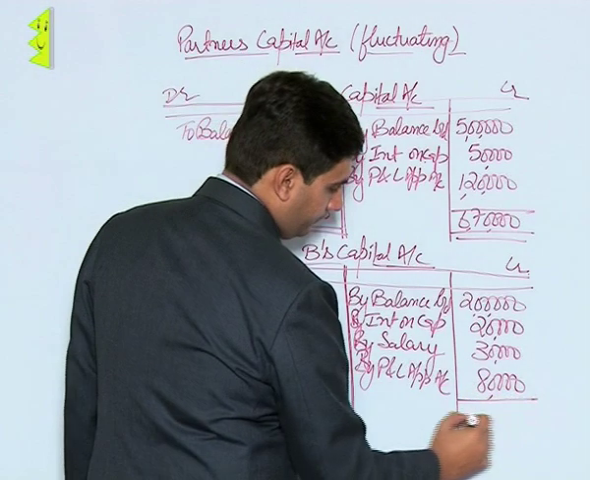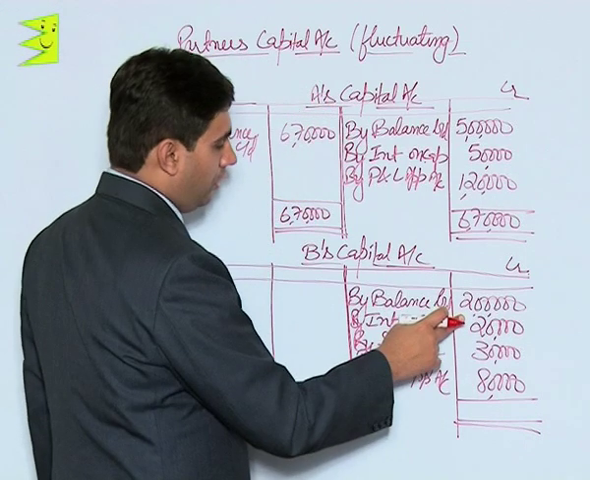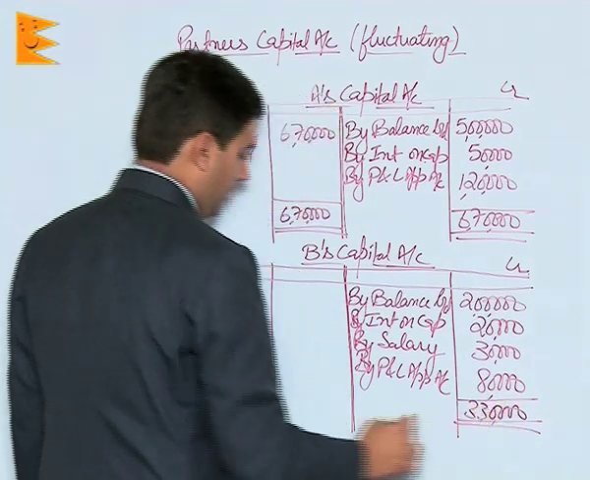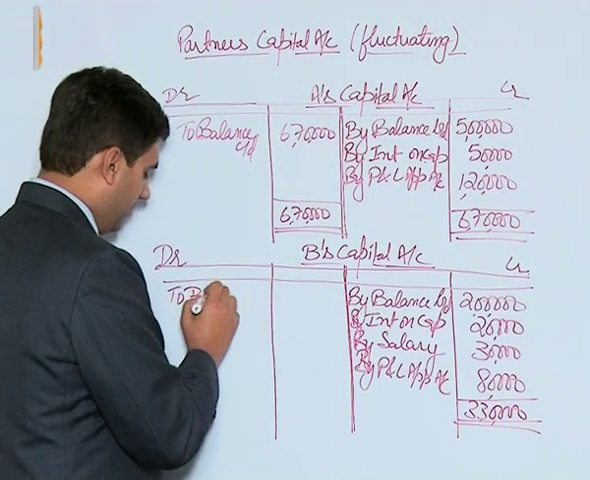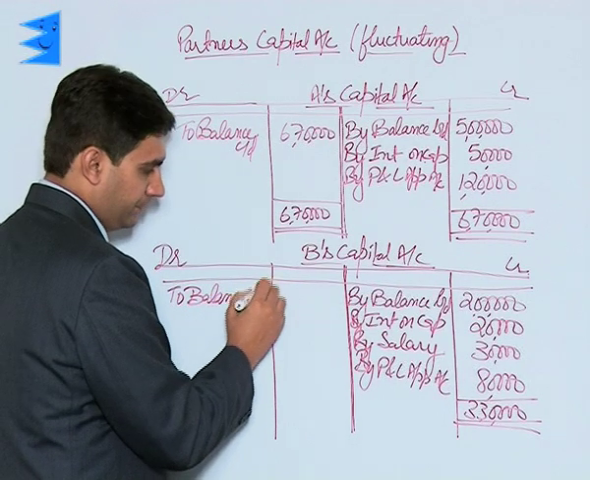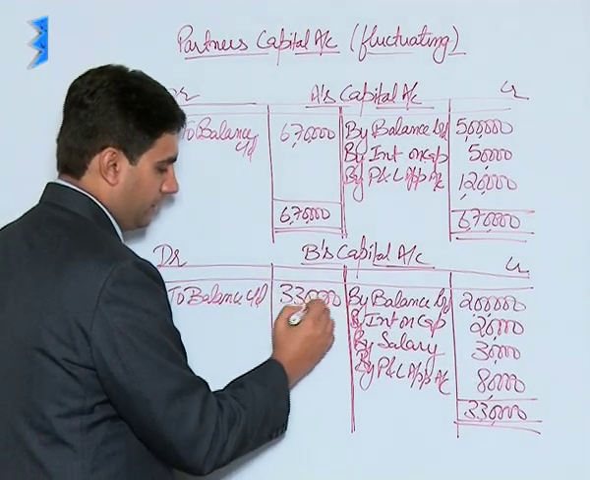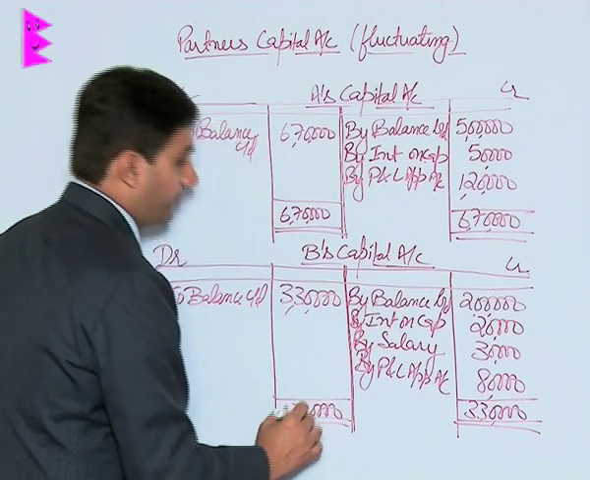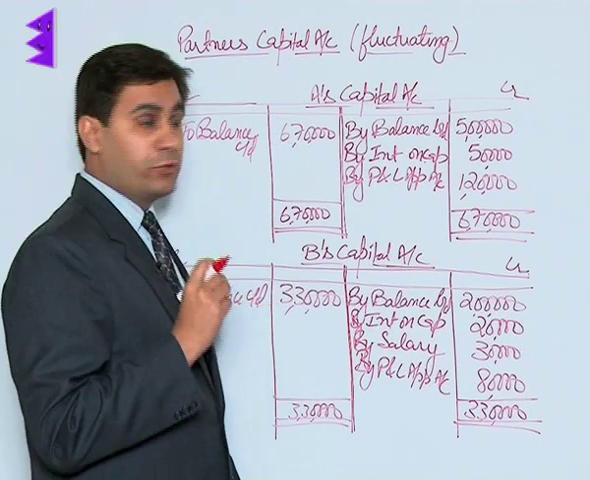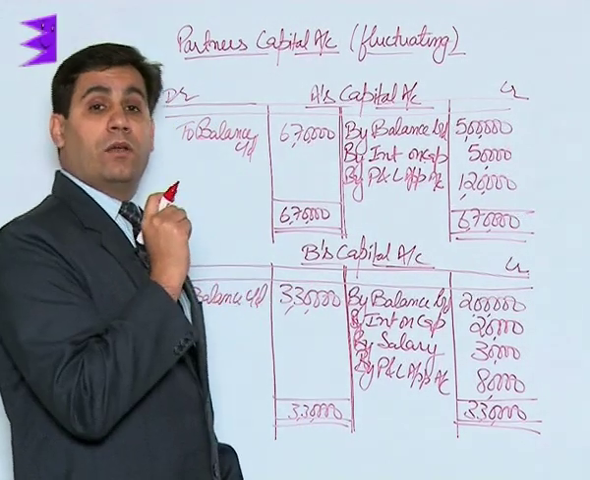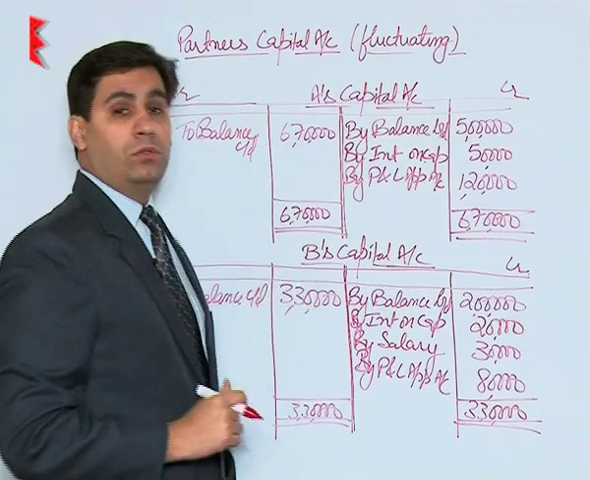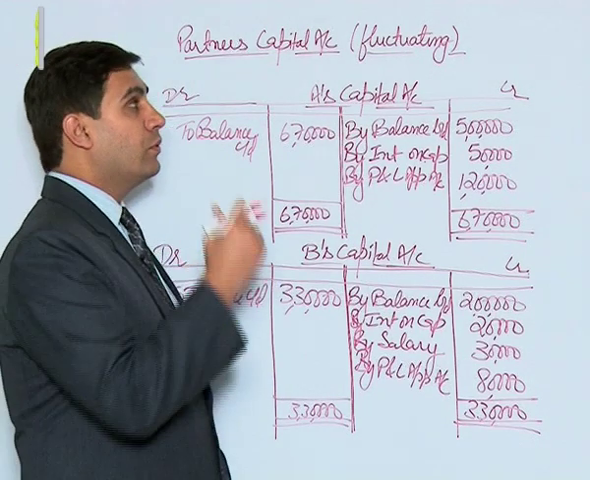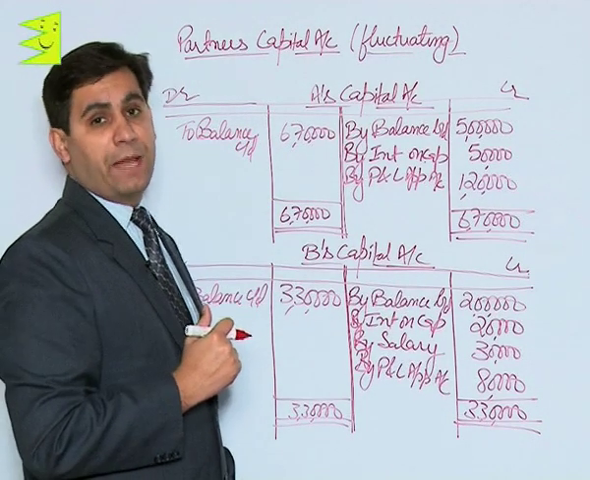Then the total of the capital account for B is 3,30,000. There is no entry on the debit side, so the balance carried down would be 3,30,000 and the account totals out. Remember, since it is the fluctuating method, all the entries from the P&L appropriation account are posted directly to the capital account. Now, let us come to capital accounts by fixed capital method.